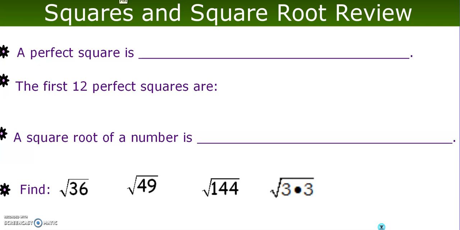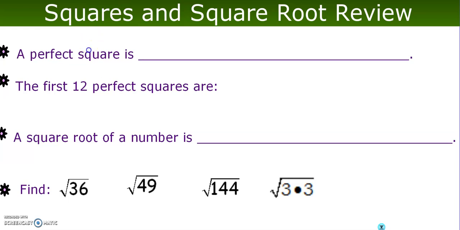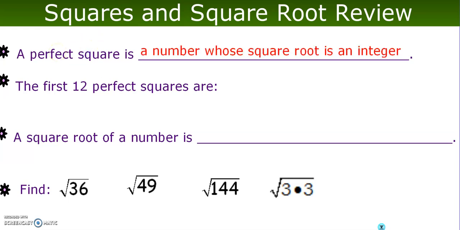A perfect square is a whole number whose square root is an integer. And then we can write down our first 12 perfect squares. The first perfect square is 1, because 1 times 1 is 1.